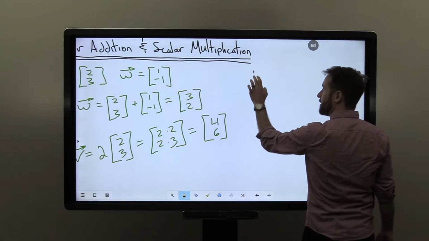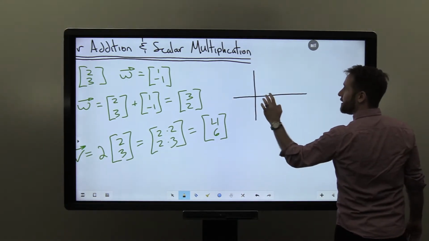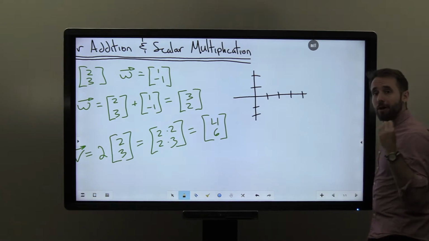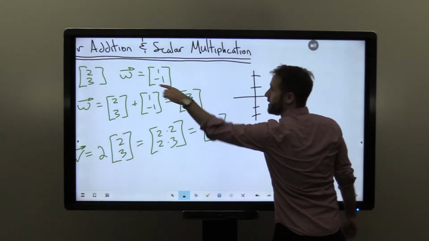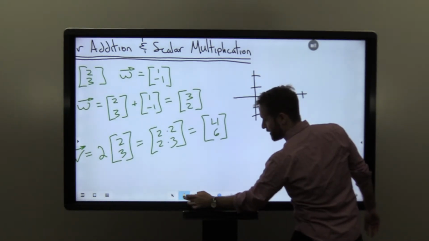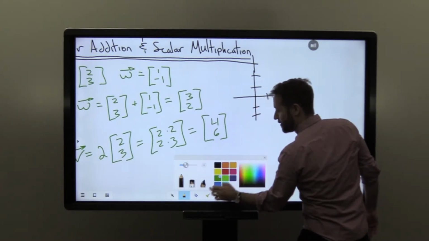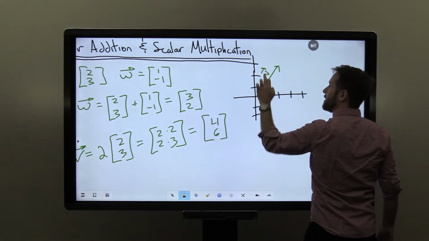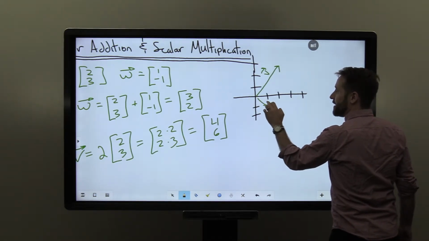So if I wanted to draw my xy plane again, I could draw my two vectors, v and w. V was the vector 2, 3, which means I actually have to go a little bit higher up. Sorry about that. There we go. So v as 2, 3, that's my vector v. And my vector w was 1, -1. That's this vector right here.